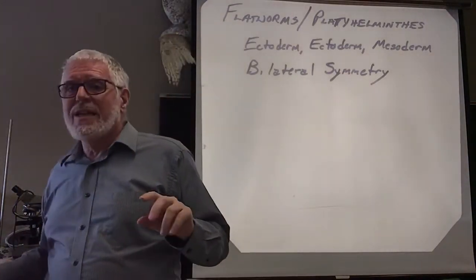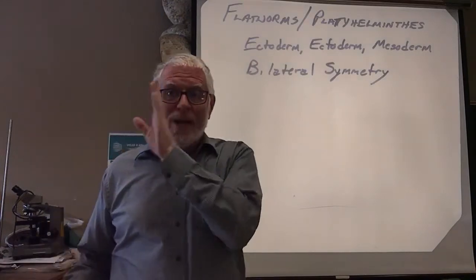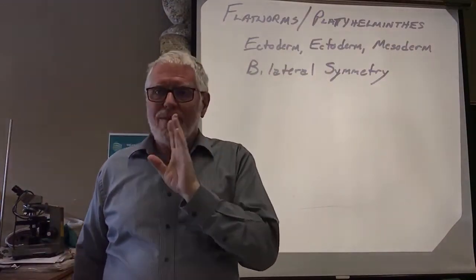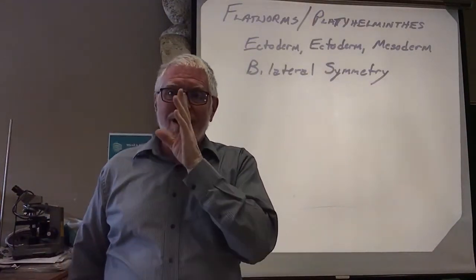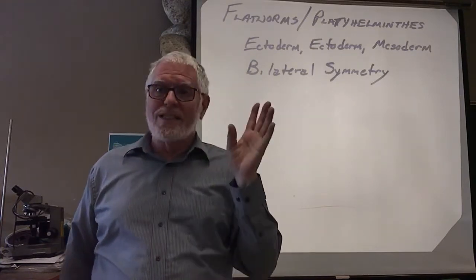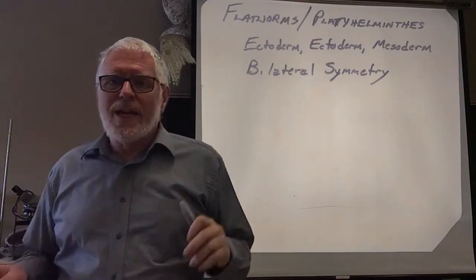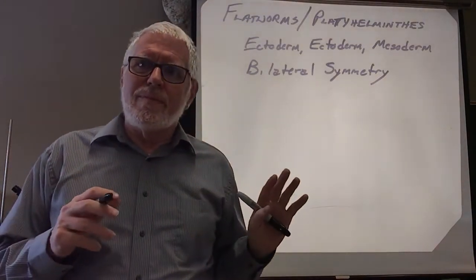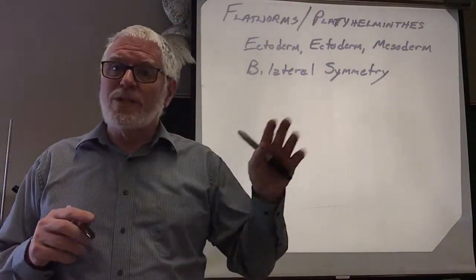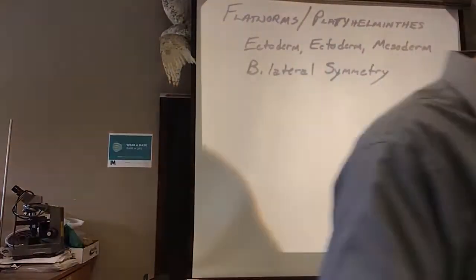Bilateral symmetry, symmetry of two sides like we have. If you have a single thing, it tends to be in the middle. If you have more than one thing, there tends to be a reflection, right side and left side. There is another thing that's associated with bilateral symmetry.